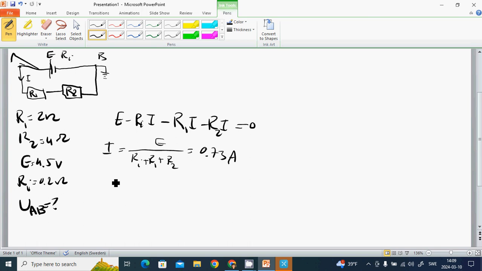This is the potential in point A here. We can tell that VA equals R1 plus R2 times I, which is 4.4 volt, and at point C, VC equals R2 I, which equals 2.9 volt.